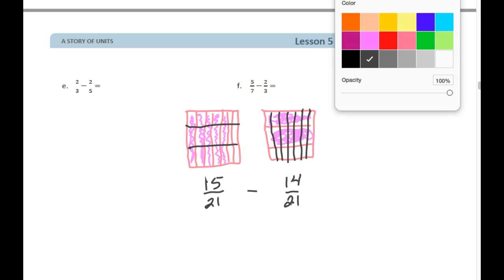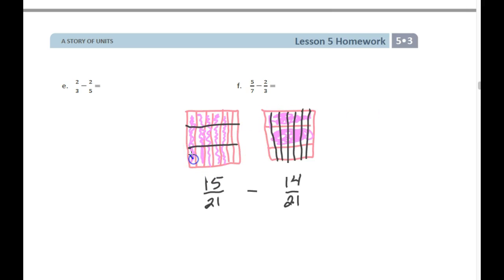Go ahead and make our x's just to kind of show you what's up. So this is 14 of them, so we have to take 14 out of here. 1, 2, 3, 4, 5, 6, 7, 8, 9, 10, 11, 12, 13, 14. That leaves us 1 that's still colored in, and that matches what we've got here. 15 minus 14 is 1.